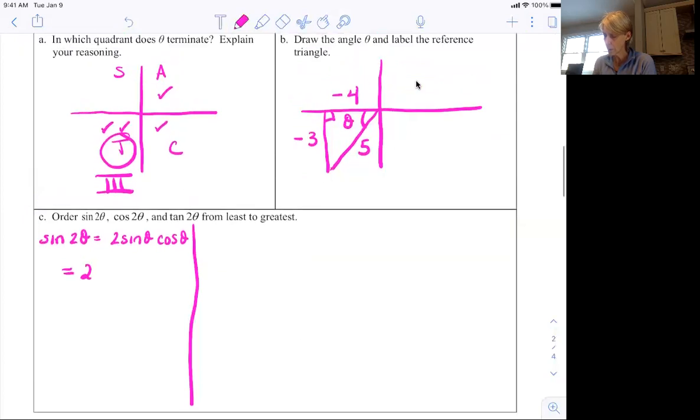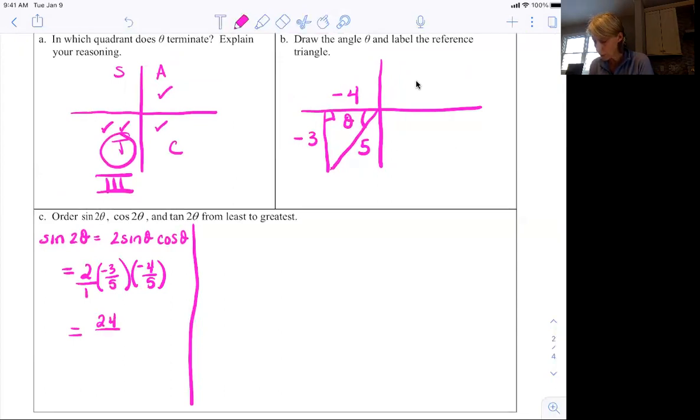Two, the sine of theta, that was given to me, that's -3/5. And the cosine of theta, I can work right off my triangle, and that's going to be adjacent over hypotenuse. I'm just going to multiply this fraction together, put that over a 1. We're going to multiply across the top, across the bottom. 2 times -3, so I get positive 24 over 25. So that's my answer. Now I want to find the value of cosine of 2 theta.